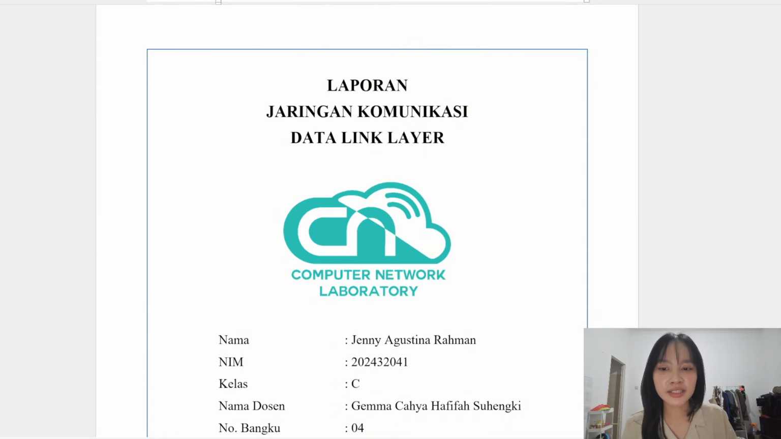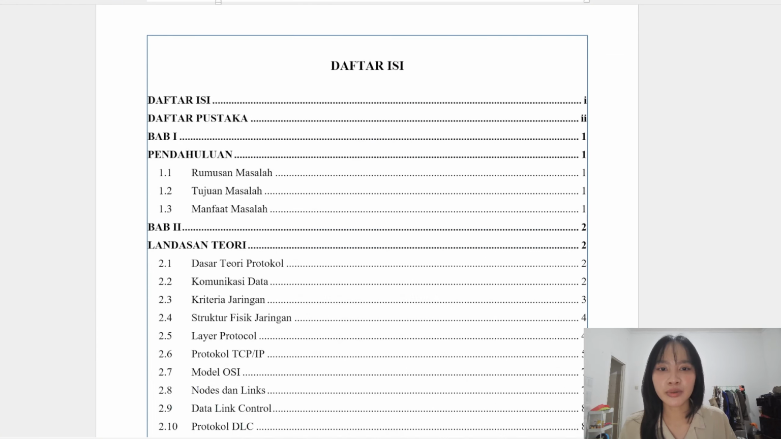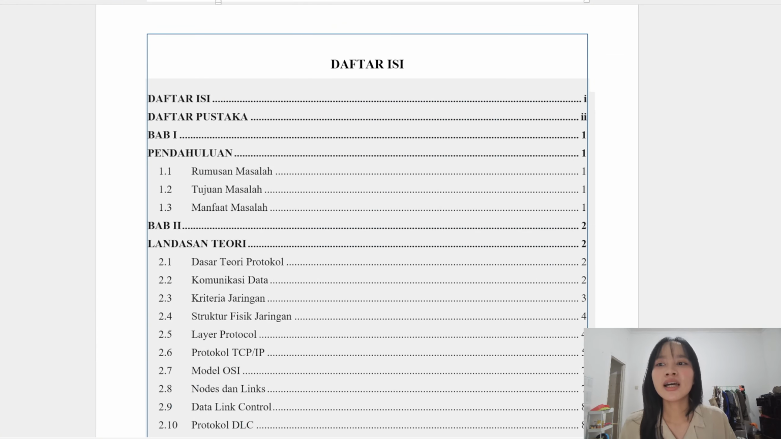My name is Jenny Agustin with my student number 2024-32041. And this time, I would like to explain about my practicum report in Computer Network Laboratorium. This material is about data link layer. Let's get started with the table of contents.